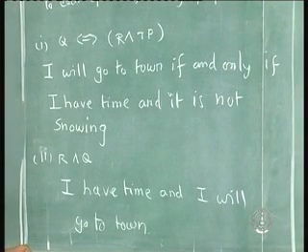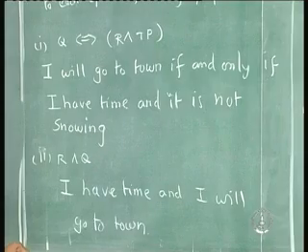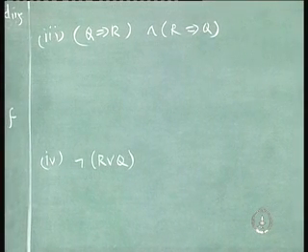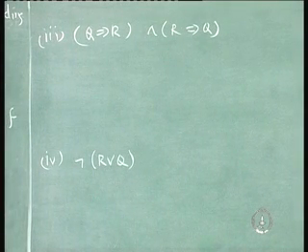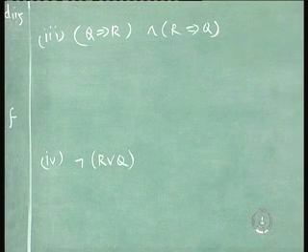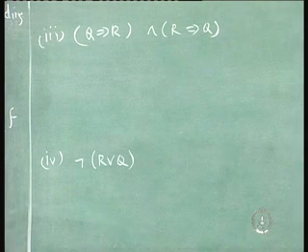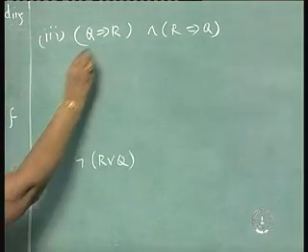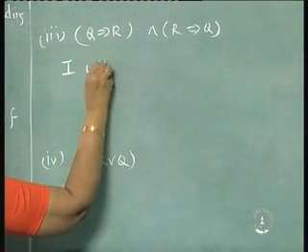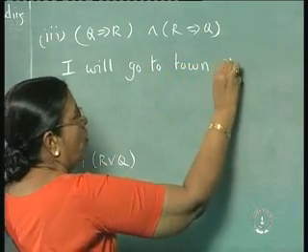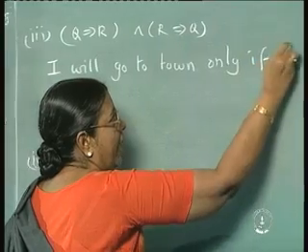The next one is Q implies R and R implies Q. How will you transcribe this in English? Q stands for I will go to town and R stands for I have time. So, Q implies R means this can be written in the form, I will go to town only if I have time.